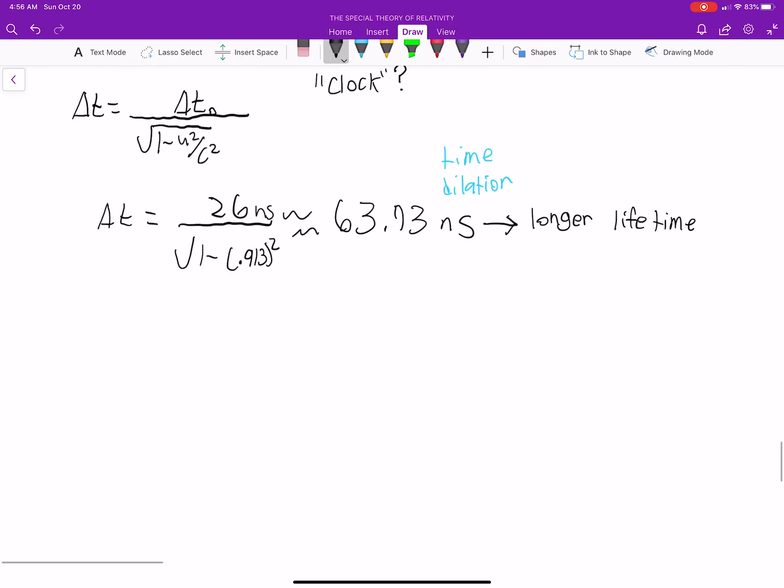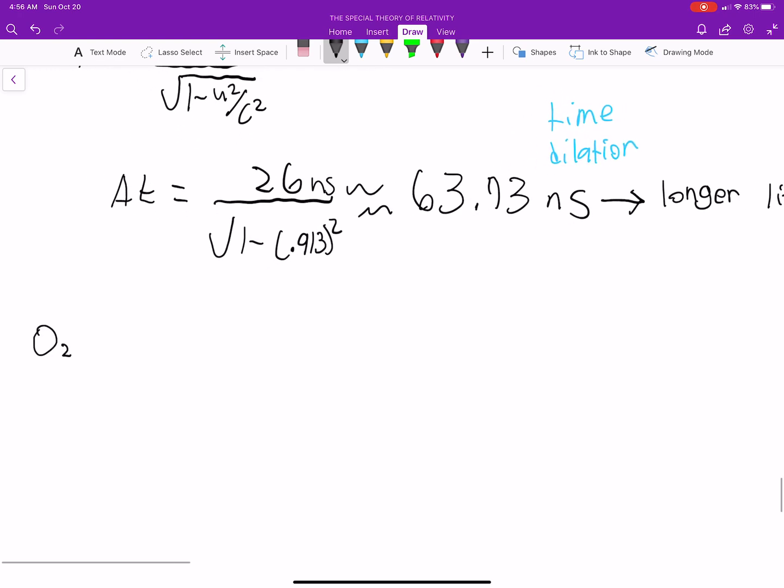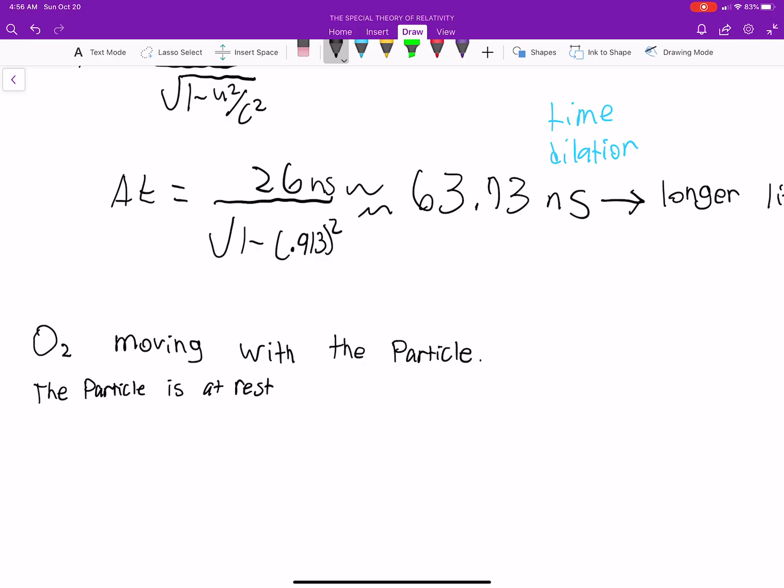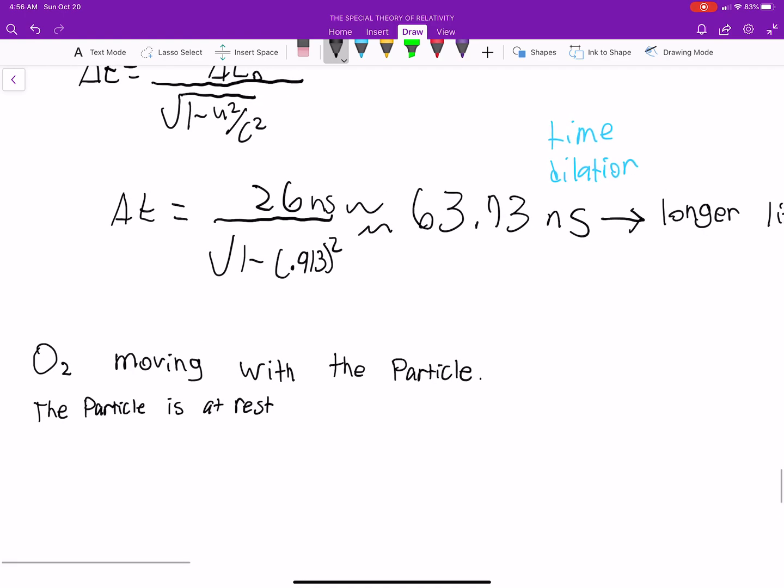So now let's introduce a second observer, O2, moving with the particle. From O2's point of view, the particle is at rest, and it's the rest of the lab that's moving. That goes back to Einstein's postulates. O2, from its perspective, is staying still. You can't prove to O2 that he's the one moving. Maybe it's the lab moving, you know?